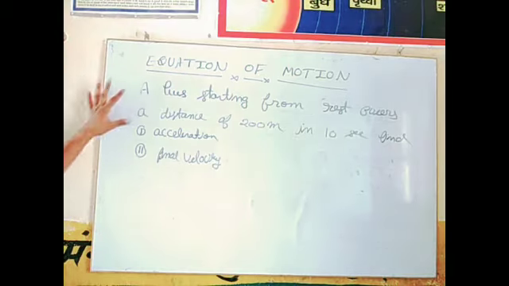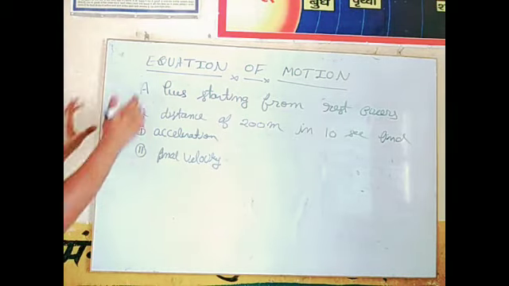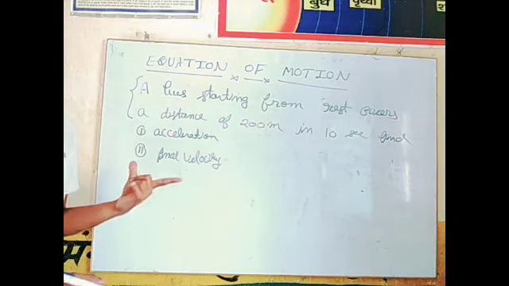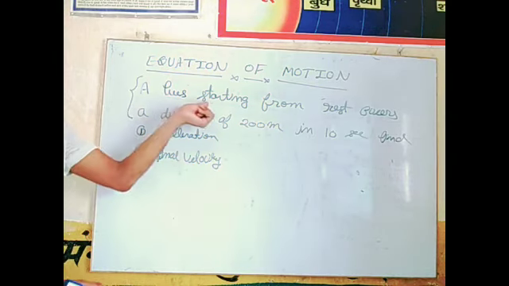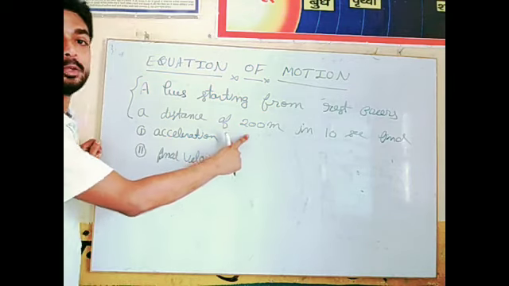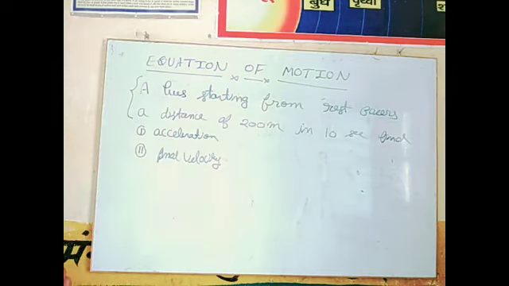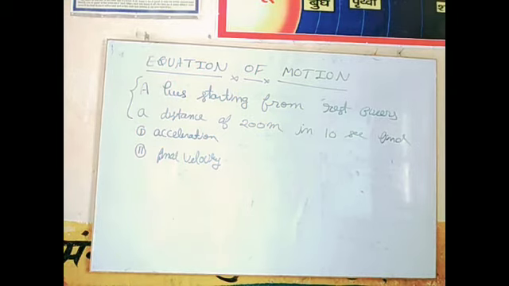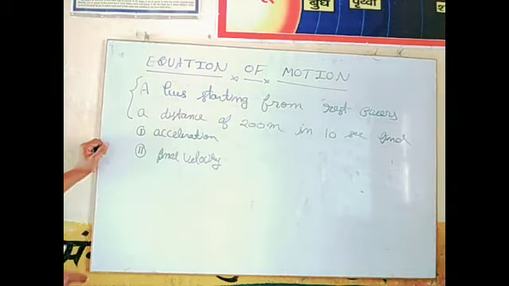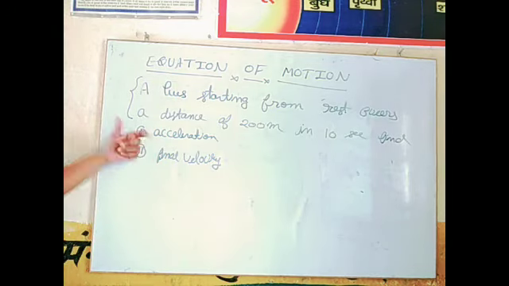Students, we have an example. By using this example, we can understand the use of equation of motion. The question is, a bus starting from rest covers a distance of 200 meters in 10 seconds. Find number one, the acceleration, and number two, the final velocity.